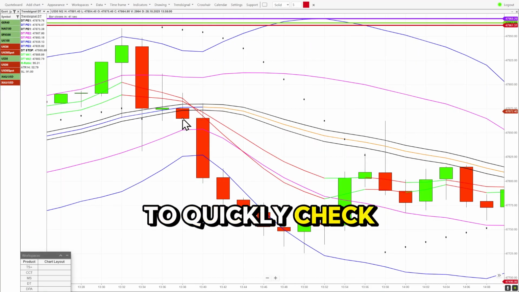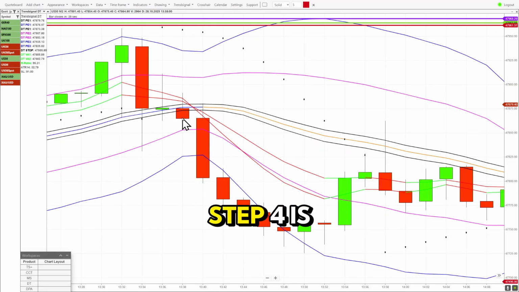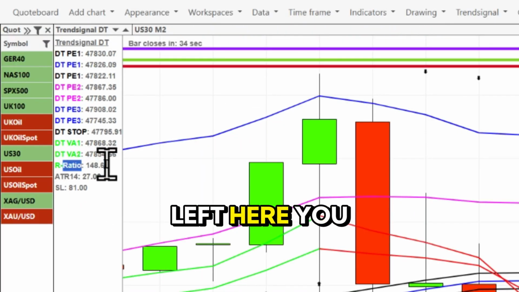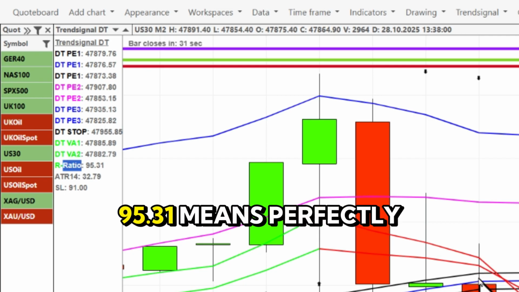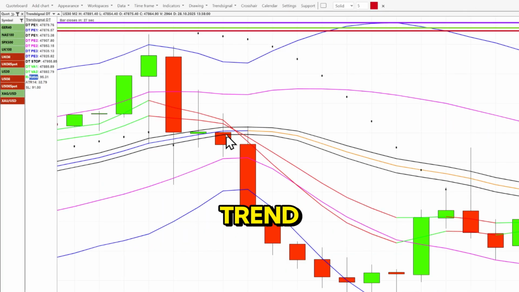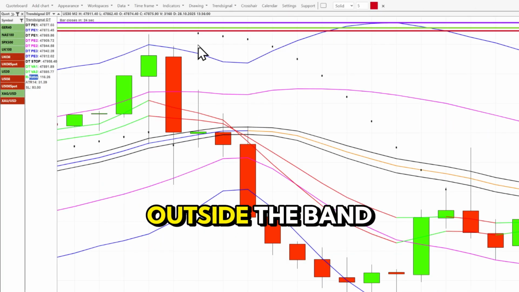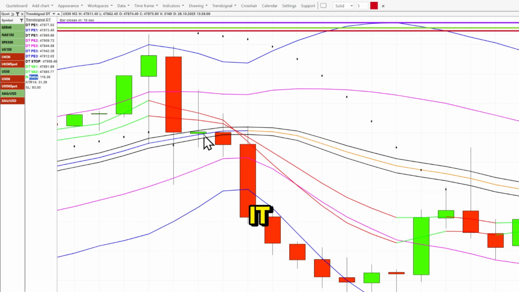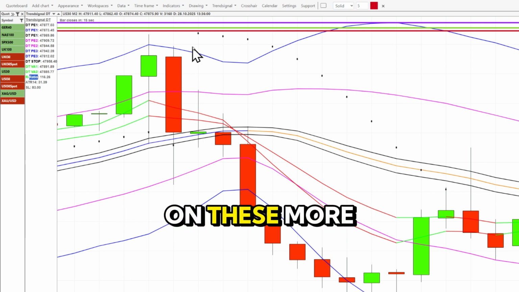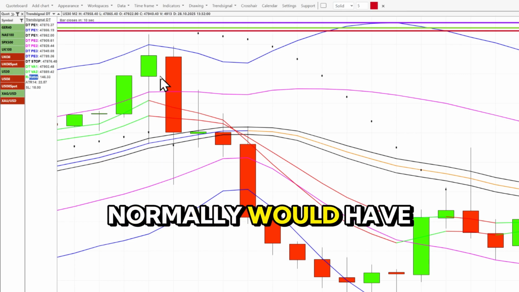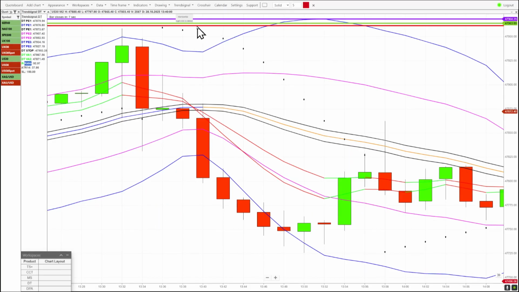We just need to quickly check step four and step five. Now, step four is the R ratio. It tells us if the market is wide enough to trade. On the top left here, you can see the R ratio. It's green, it's 95.31, means perfectly fine. Now, step five, we consider the trend. For this particular type of trade outside the band, there actually isn't a step five. We can trade with or against, but it's nice to look for it. In this case, we would be trading against the trend, but you'll generally find that's the case on these more explosive movements because the market needs to be stretched beforehand. So it normally would have gone the other way, essentially. So we get our entry.